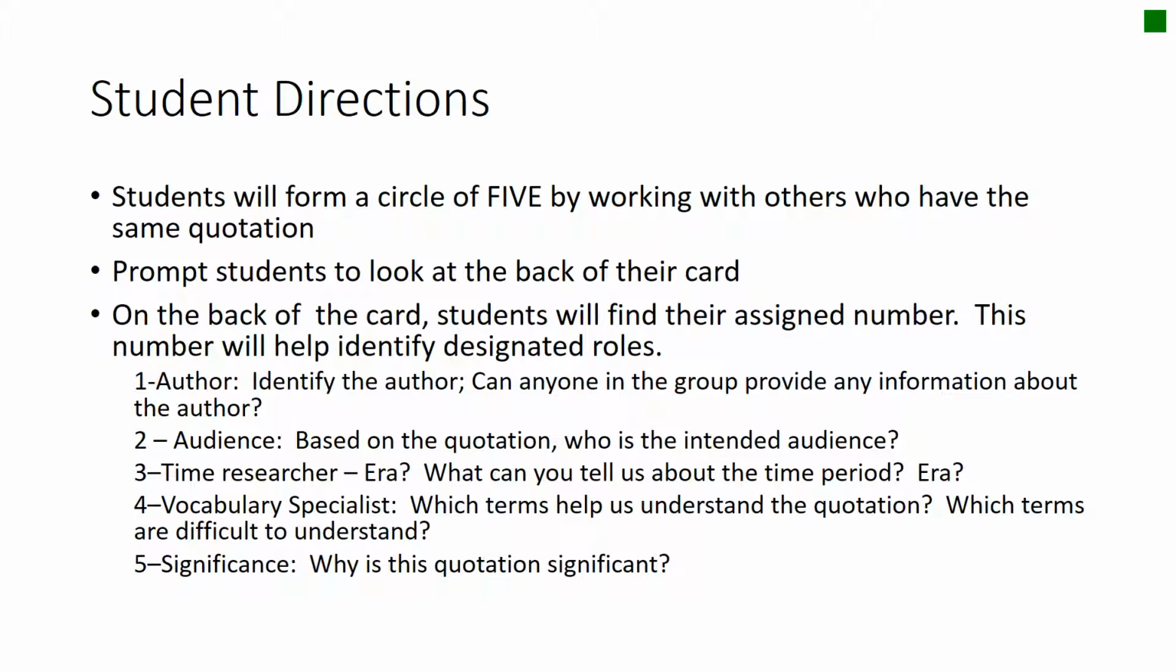Once students understand the role assigned to the number on the back of the card, you will need to provide a few students with additional roles. One student will need to read the quotation aloud for the group. One student will need to keep the group on task. And one student will need to share with the whole group or all of the students in your classroom when prompted.